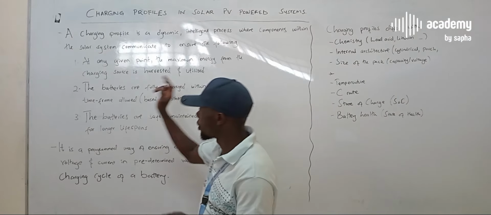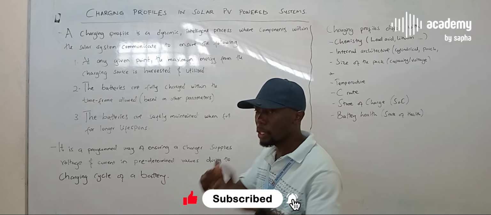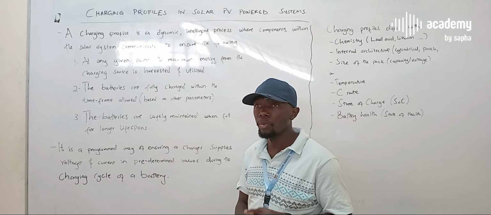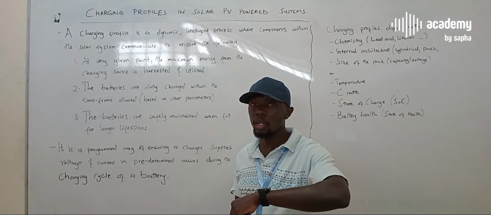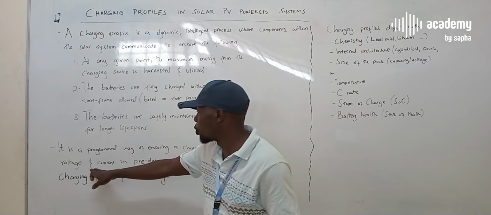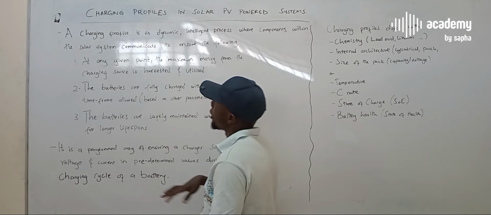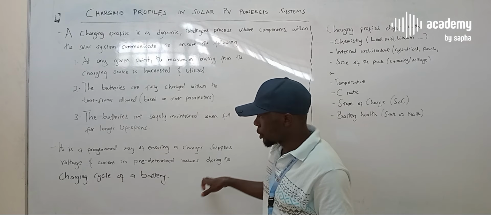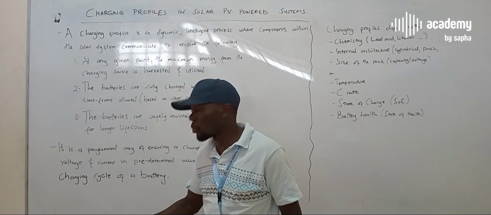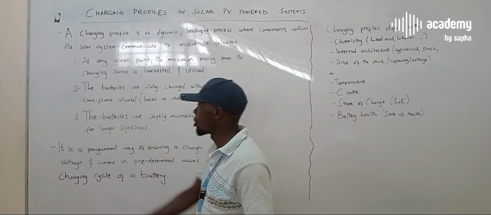So essentially, a charging profile is a programmed way of ensuring that the charger, it could be the independent charger, it could be the PWM, it could be the MPPT, it could be an inbuilt charger within the all-in-one inverter component, whichever charger, supplies the voltage and current in predetermined values during the charging cycle of a battery. And these predetermined values are essential during the charging cycle, and our next learning session is about the different values depending on what stage of the charging cycle the battery is.